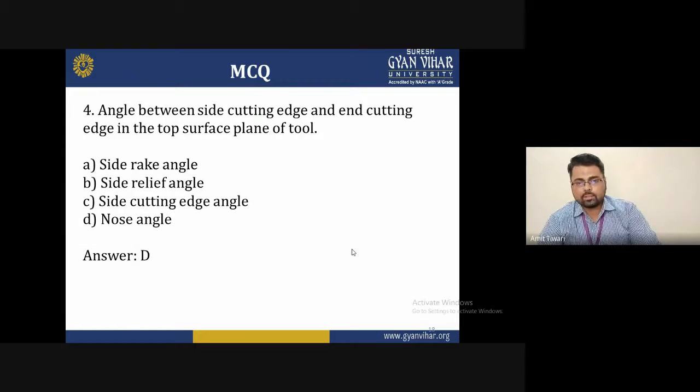Fourth question: the angle between the side cutting edge and the end cutting edge in the top surface plane of the tool is called: side rake angle, side relief angle, side cutting edge angle, or nose angle. The correct answer is D. Nose angle is the angle between the side cutting edge and the end cutting edge in the top surface plane of the tool.